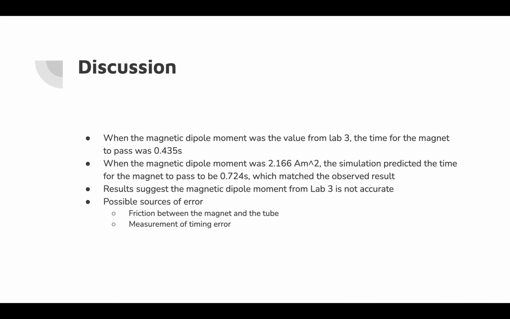When the magnetic dipole moment was the value from lab 3, the time for the magnet to pass was 0.435 seconds. Yet when the magnetic dipole moment was 2.166 amps squared, the simulation predicted the time for the magnet to pass through to be 0.724 seconds, which matched the observed result. Results suggest that the magnetic dipole moment from lab 3 is not completely accurate, and possible sources of error for this could be the friction between the magnet and the tube, and the measurement of timing being wrong.